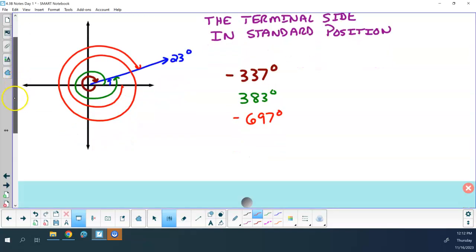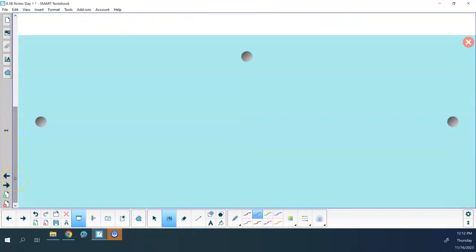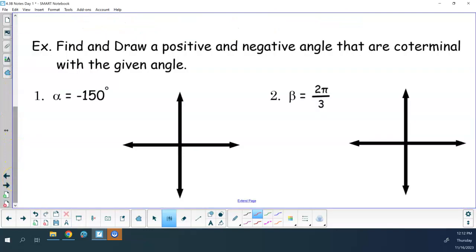So with that being said, what I would like you to do is draw in the angle and then give me one coterminal positive and one coterminal negative angle for each of those. Go for alpha and theta.